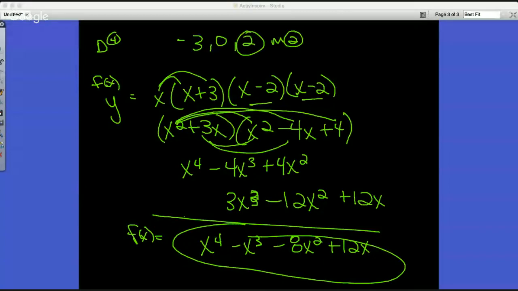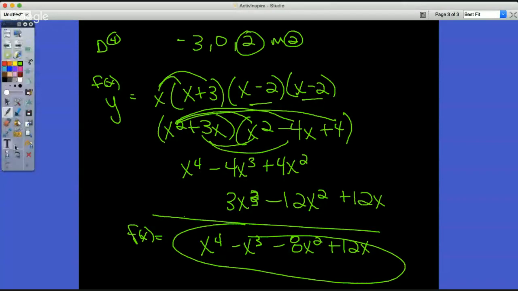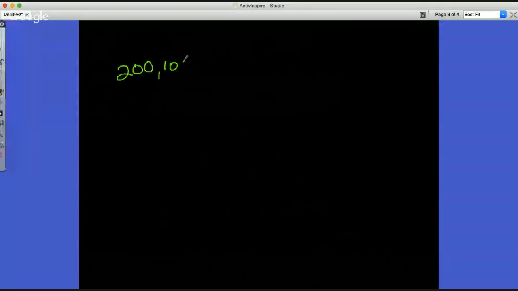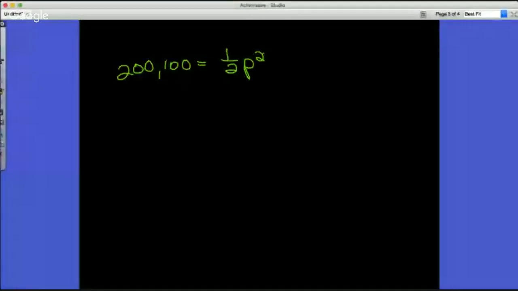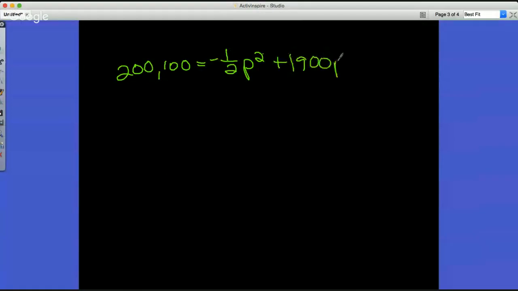Another good one is the one with the John Deere, where you plug in 200,100 for revenue. Let's look at that. All right, so we have 200,100 in for my revenue, equals negative 1/2 p squared plus 1,900 p.